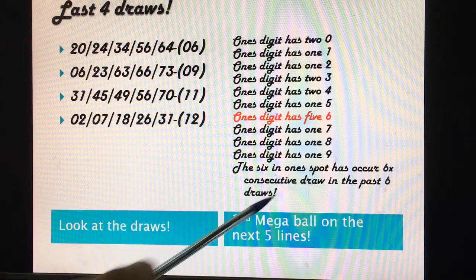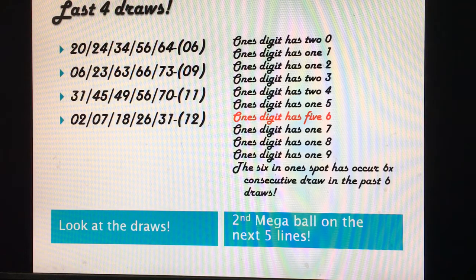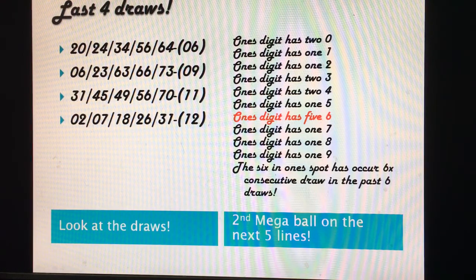The 6 in the 1 spot has occurred in consecutive draws in the past 6 draws. So the past 6 draws, there's a digit 6 in the 1 spot. So my bet is, if it continues to heat up, the digit 6 might roll in 1 pick on the line. Or the streak might stop and there will be no digit 6 on the 1 spot. That means the digit 6 might occur in the 10th spot.